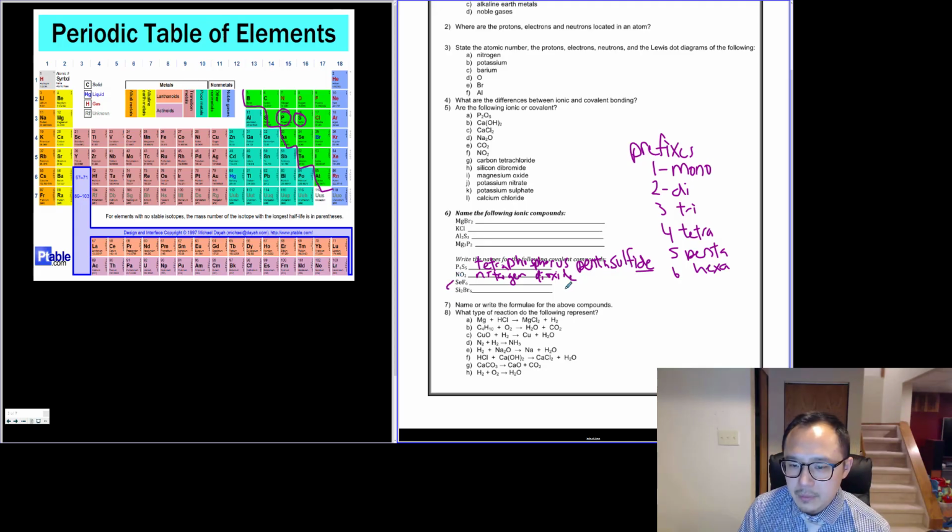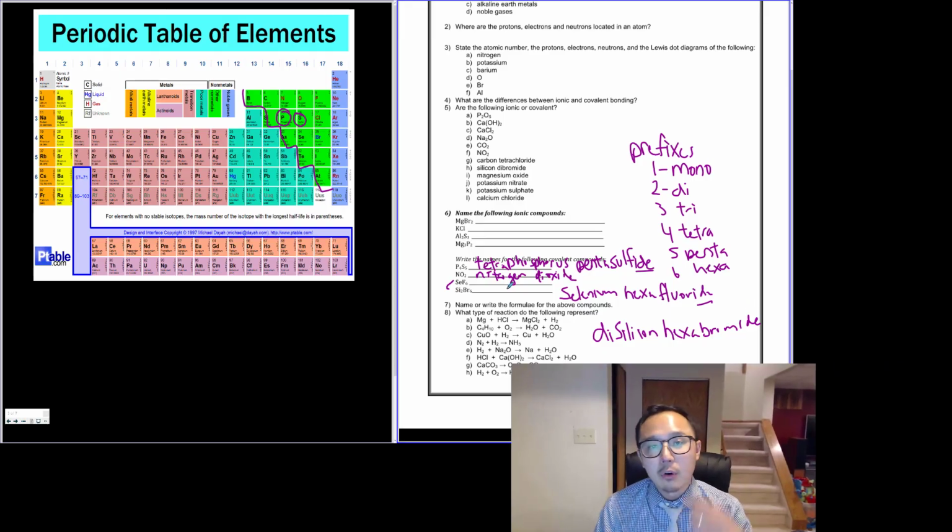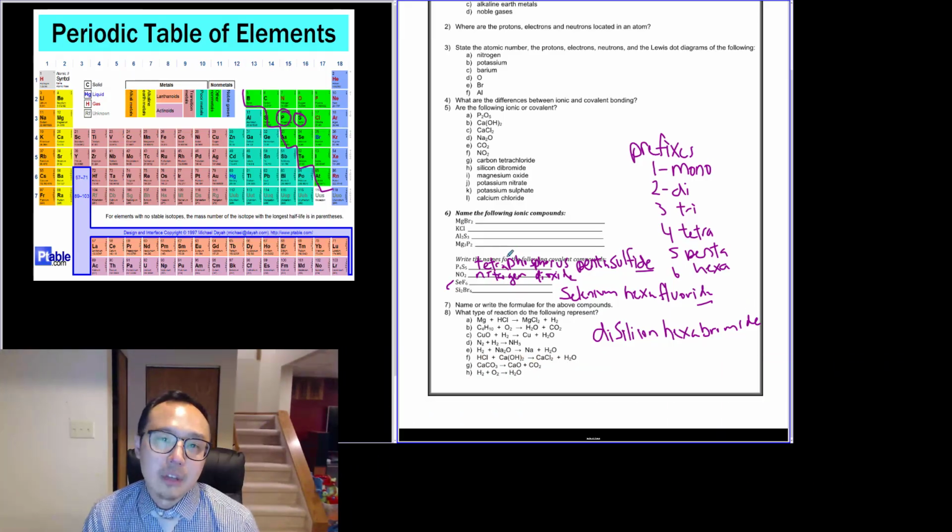And to look at SeF6, I'm going to just write it here. Se is your selenium, and because you have 6 of them, this is going to have the prefix hexa. And then the last part is just going to be your fluorine, but it would have the IDE ending. And then the last one is Si2Br6, and because you have 2 silicons, it's going to be disilicon. And then you have 6 bromides. This is going to be hexabromide. That's how you name these ones. So again, covalent bonds, you will need prefixes. Ionic bonds, you don't need prefixes.